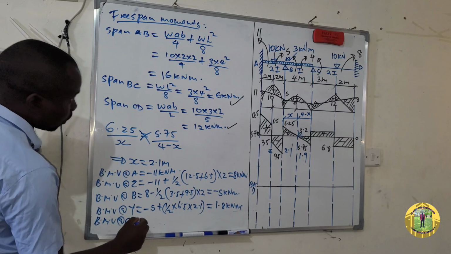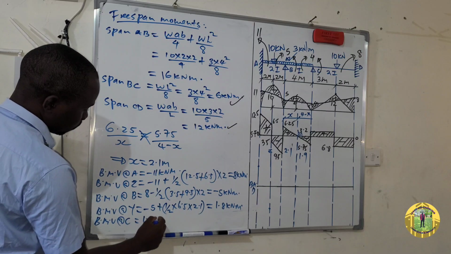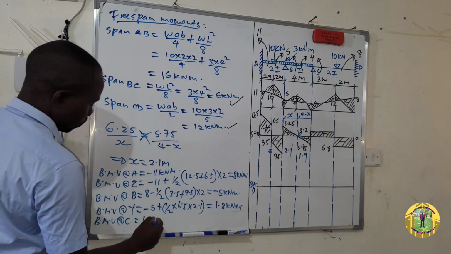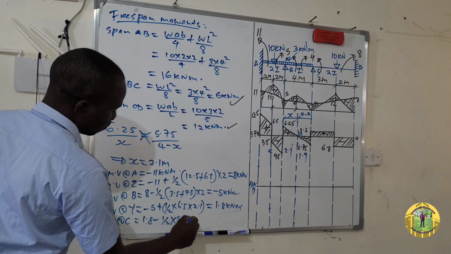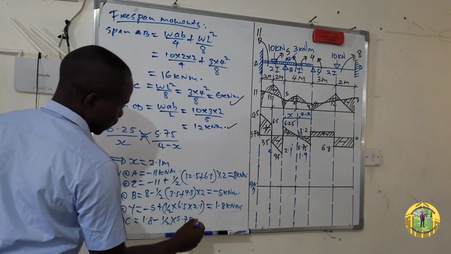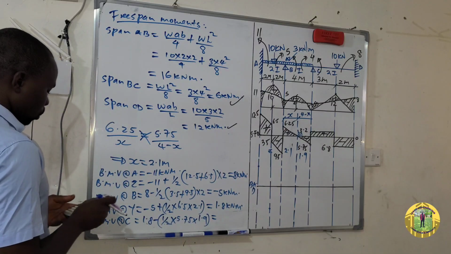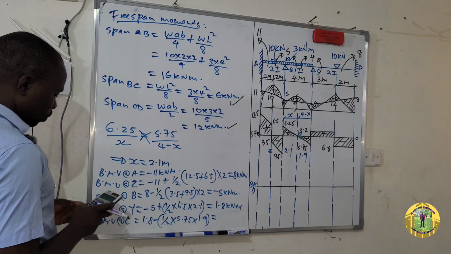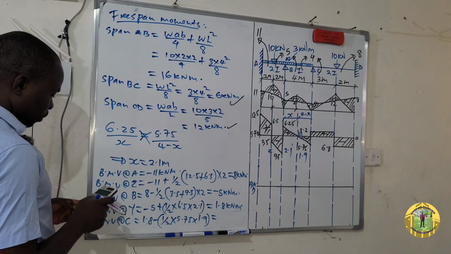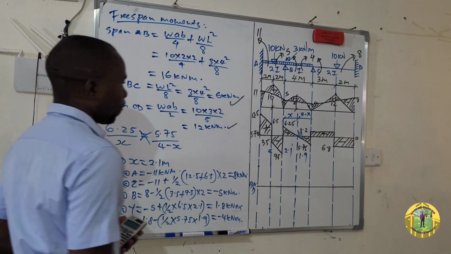A bending moment value at C, we know at C is 4, but let's prove it. So this one will be 1.8 minus this area minus a half times 5.75 times from here to here is 1.9. So this one is equal to 1.8 minus 0.5 times 5.75 times 1.9. So this is negative 4 kilonewton meter.